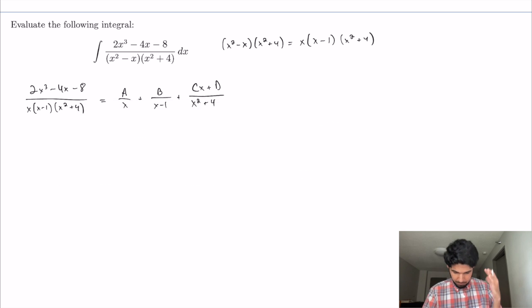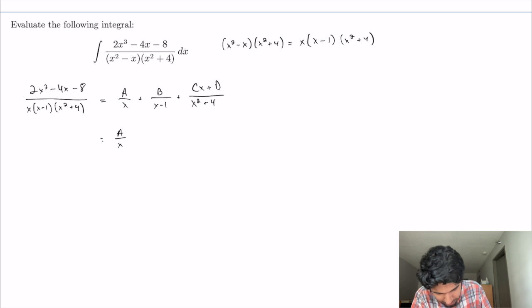Okay, anyways, we've decomposed our fraction, we've claimed this equivalency, we have to solve for a, b, c, d now. To do that, we will combine them into one fraction. So this first term, a over x, we're going to multiply that by x minus 1 times x squared plus 4 on the numerator and the denominator to get the common denominators. On the second term, we will multiply that by x times x squared plus 4.